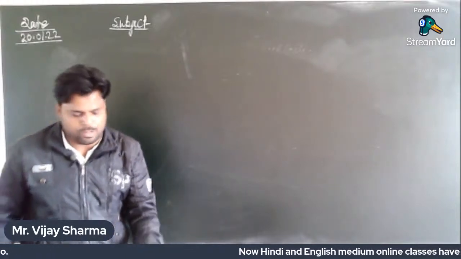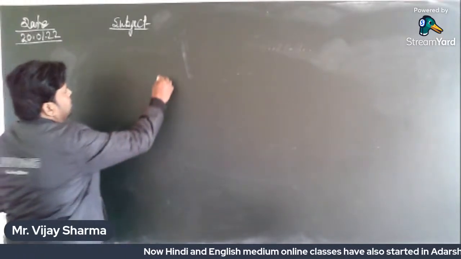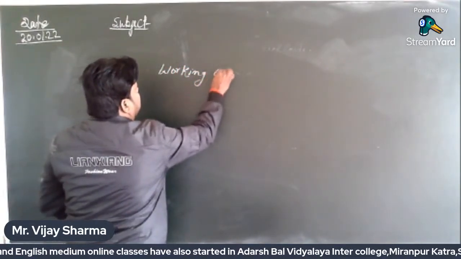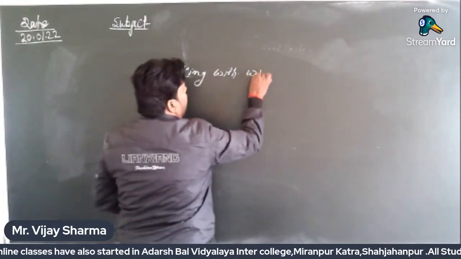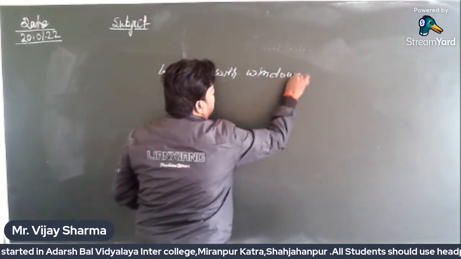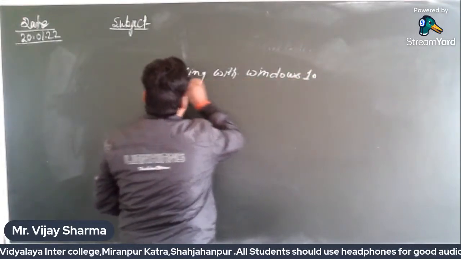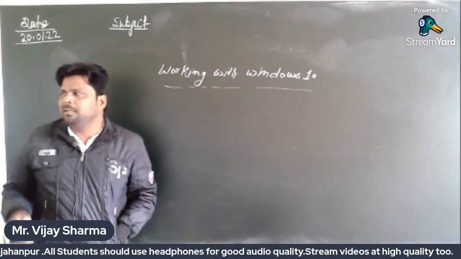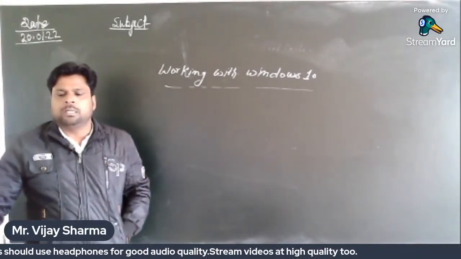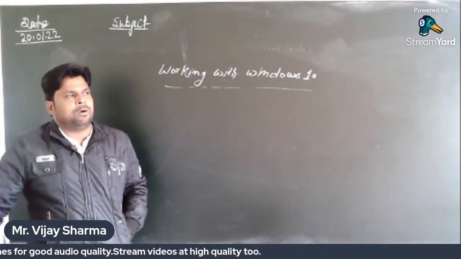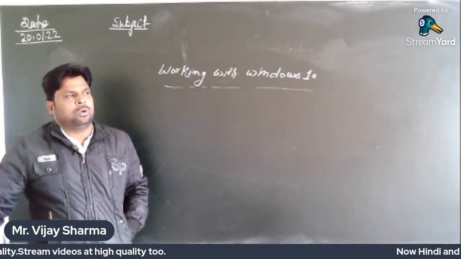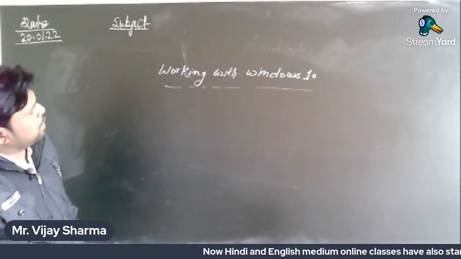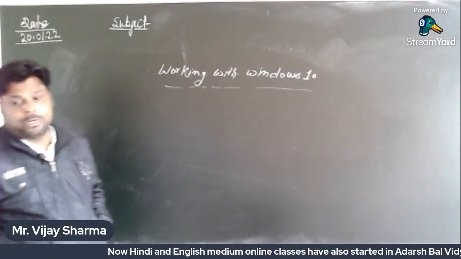So, your second chapter is working with Windows 10. I think all of you know about Windows. Windows is the general name we use when we go to install any type of operating system. So we tell the shopkeeper, install Windows in our system. Window, what is Window?